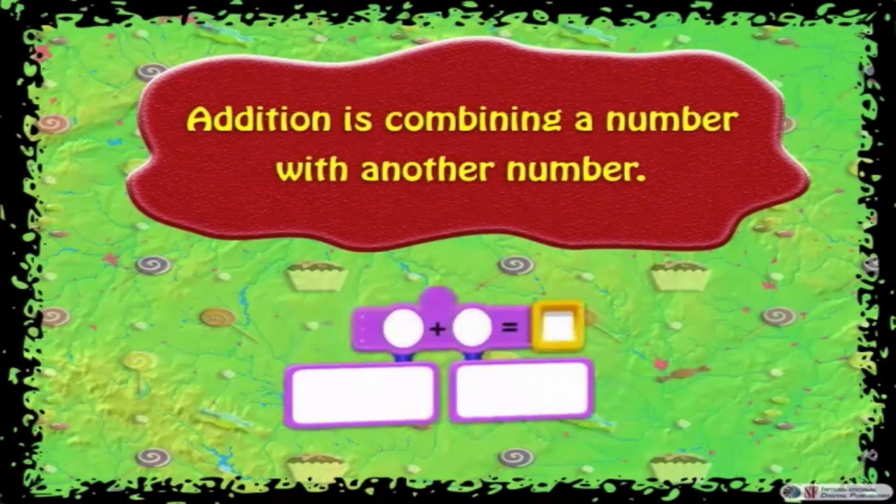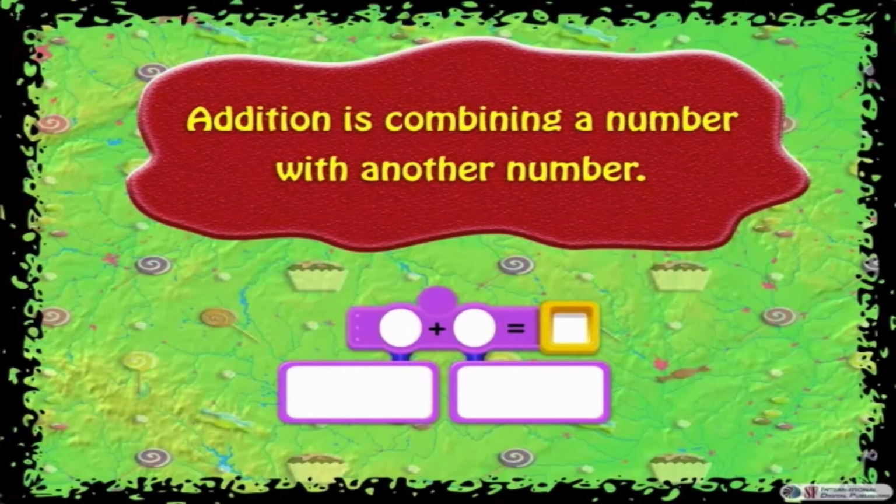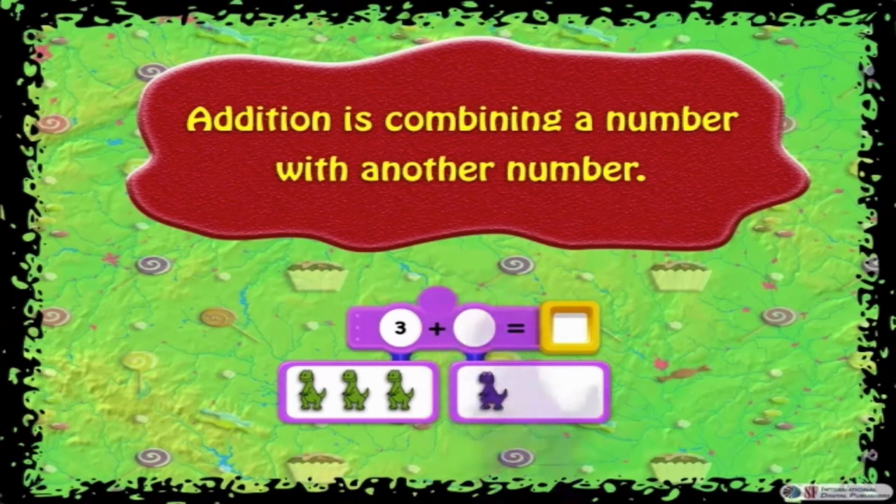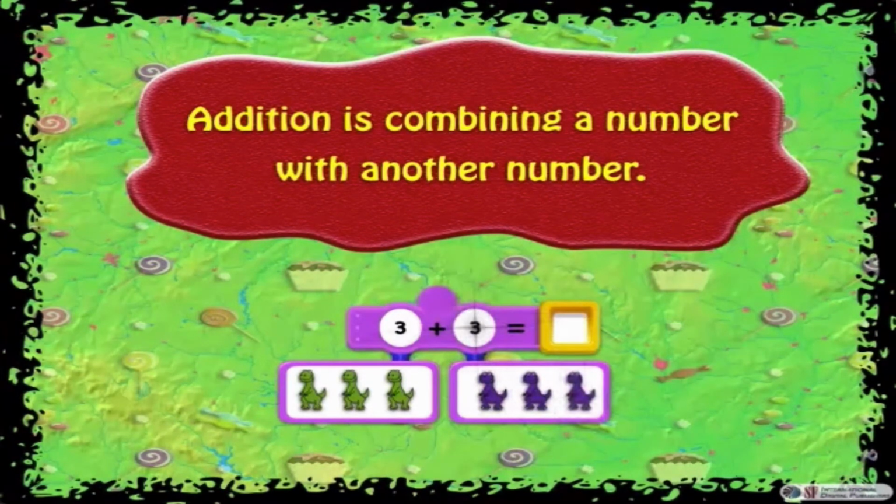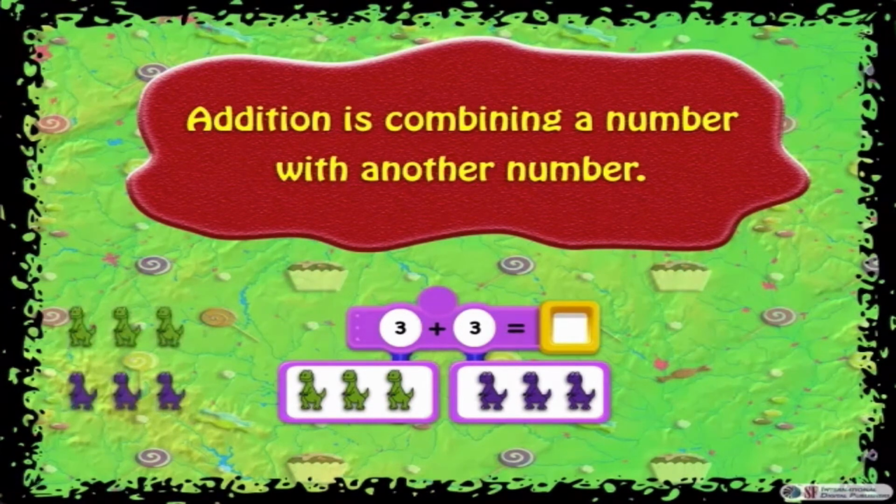Let's take another example. In this example, we have 2 sets of dinosaurs. On the left side, we have 3 green dinosaurs. And on the right side, we have 3 purple dinosaurs. To add both sets of dinosaurs, we will first have to combine them.